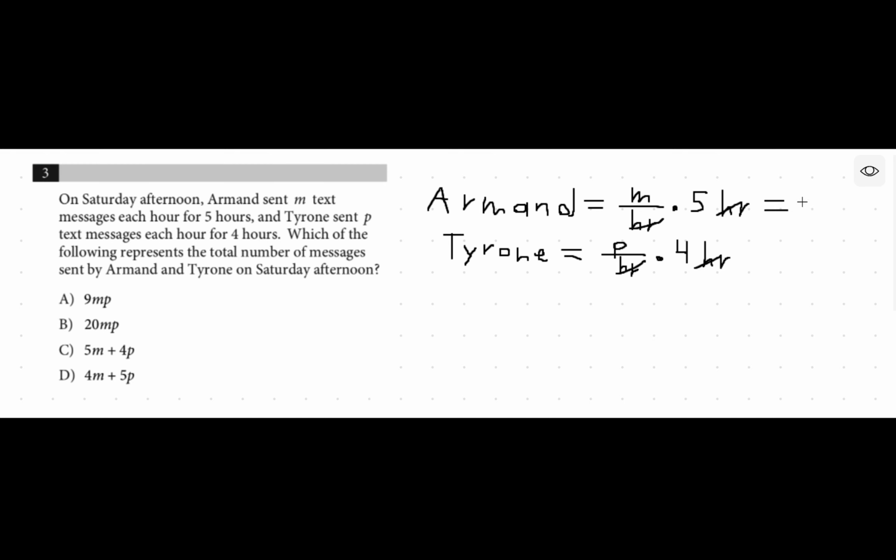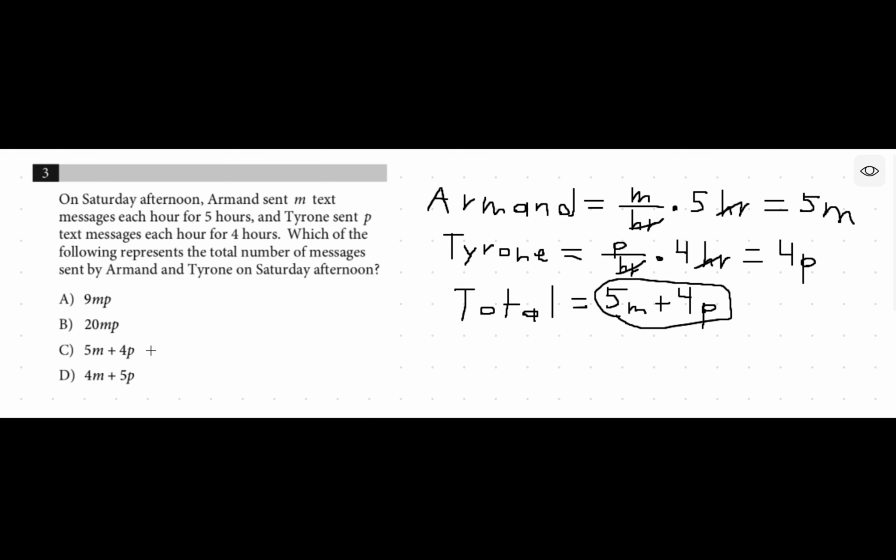5M. We're going to have to add that quantity to the amount that Tyrone has. So Tyrone has 4 times P, so it's going to be 4P. So now we'll add the total here. So we'll add 5M from Armand and then 4P from Tyrone. And that's going to give us the total amount of text messages from both of them. So our answer is going to be choice C.